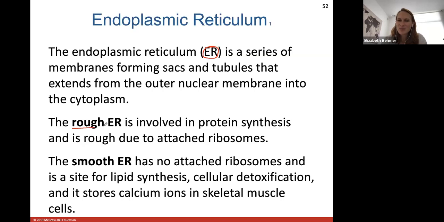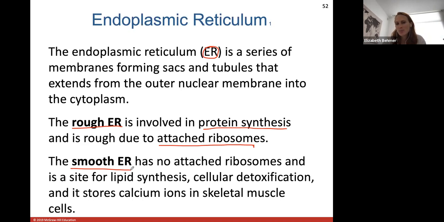The rough endoplasmic reticulum is called rough because it has attached ribosomes. So I told you ribosomes are sometimes attached to the endoplasmic reticulum. If the ER has ribosomes attached to it, we call it rough ER. And that ER will be involved in protein synthesis because ribosomes create proteins. The smooth ER is nice and smooth, so it has no attached ribosomes.